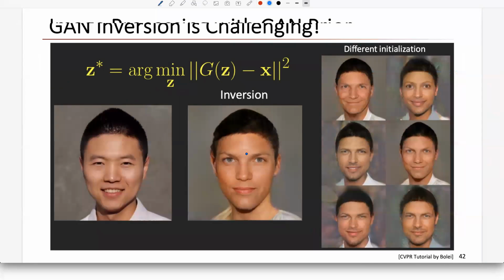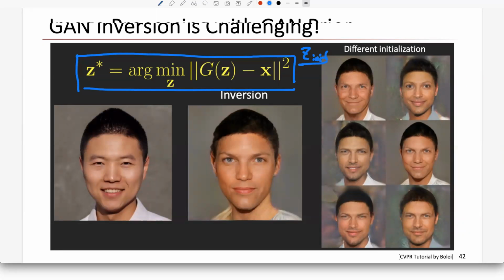In fact, GAN inversion is really challenging. Let me think about why. When you solve this optimization problem, we need the initialization, the initial latent space z, right? We already discussed this one in the gradient descent part, right?